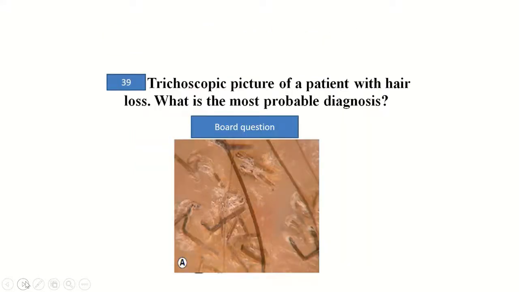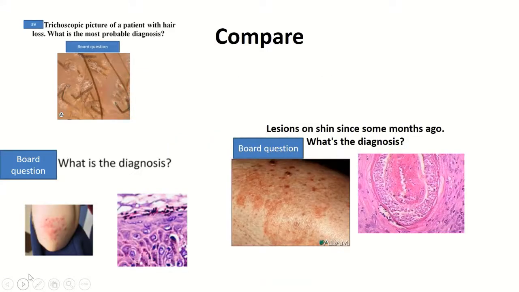Question 39, it's a board question. What you see here are comma-shaped bodies indicative of tinea. In the next slide, compare some aspects of tinea in skin, hair, and also trichoscopy. Comma shape here, tinea of skin, and Majocchi granuloma.